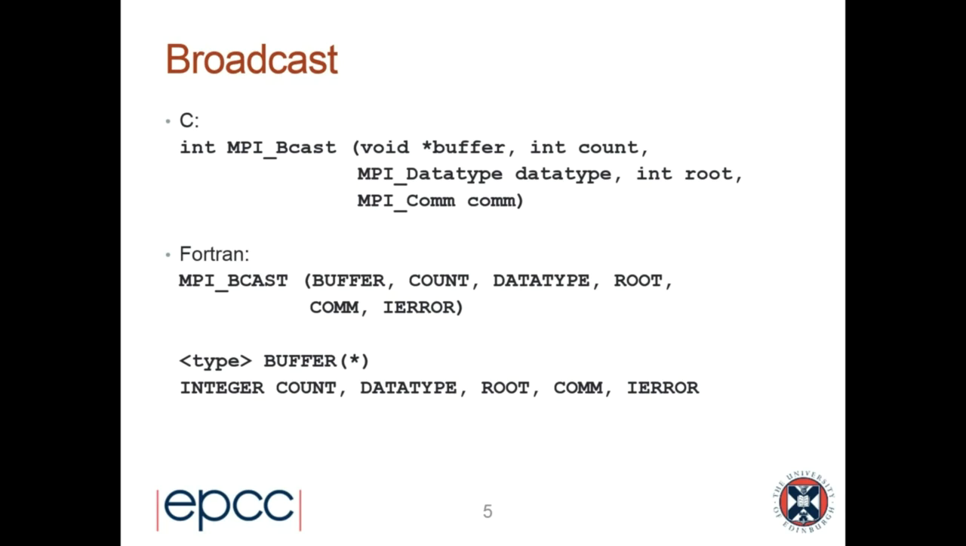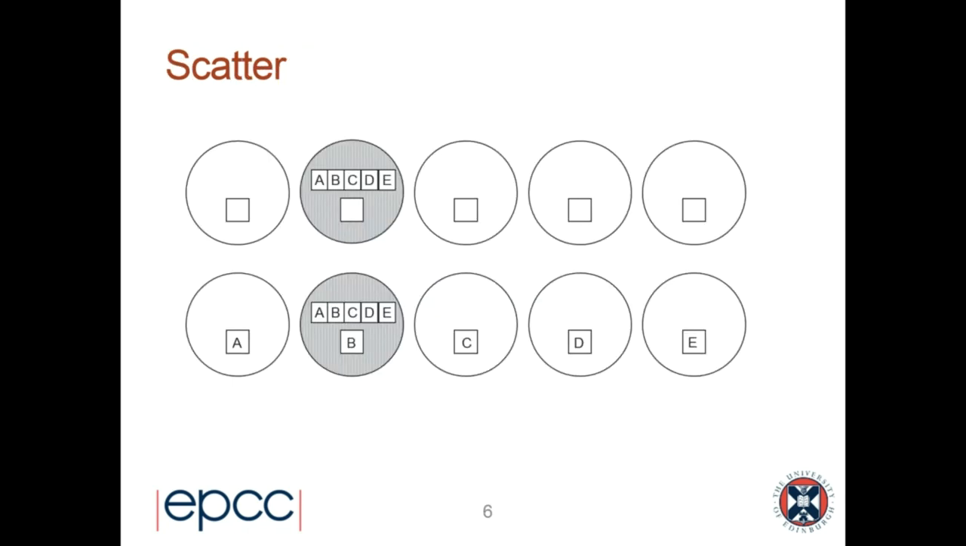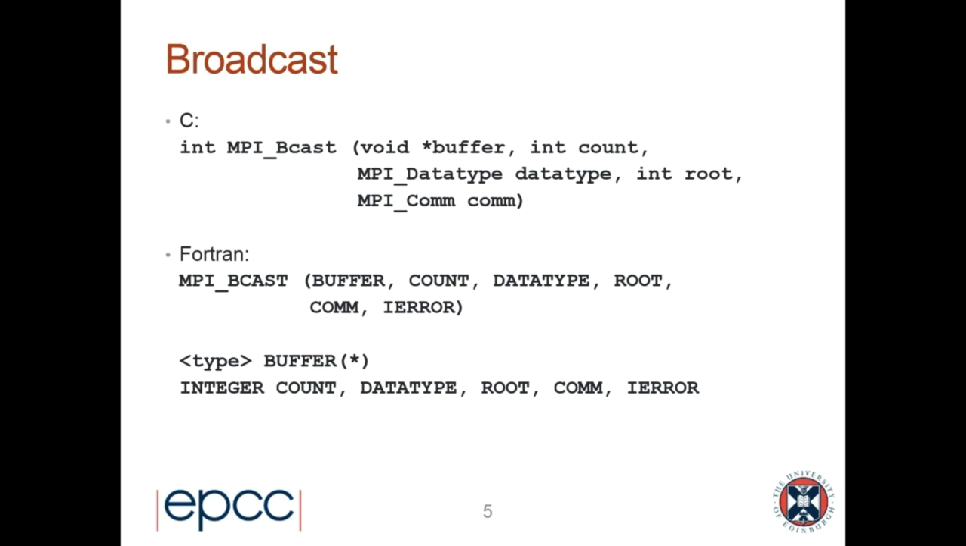I don't think I have a diagram for this, but I do for scatter. With broadcast, you might broadcast a single integer or five integers that you've read in at the start of a program, and they're just copied everywhere.